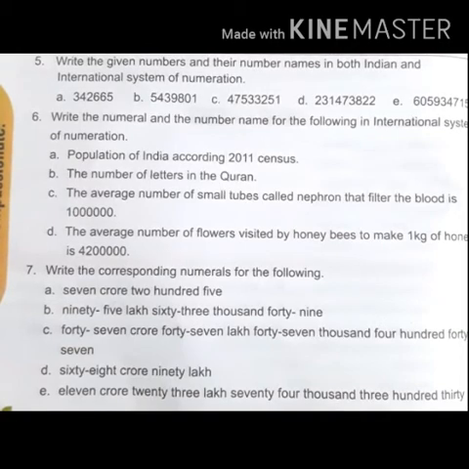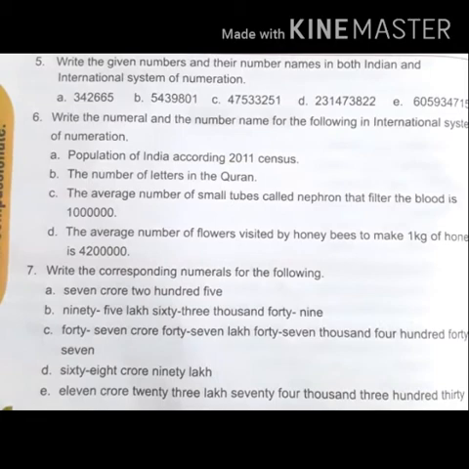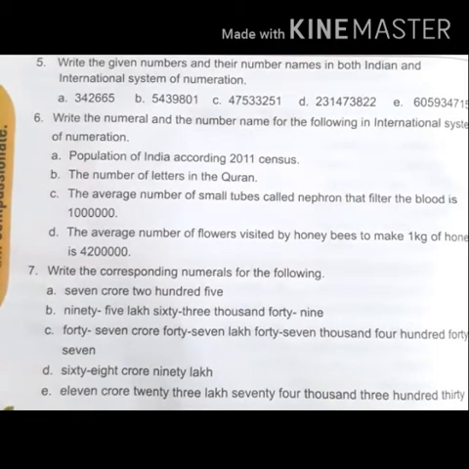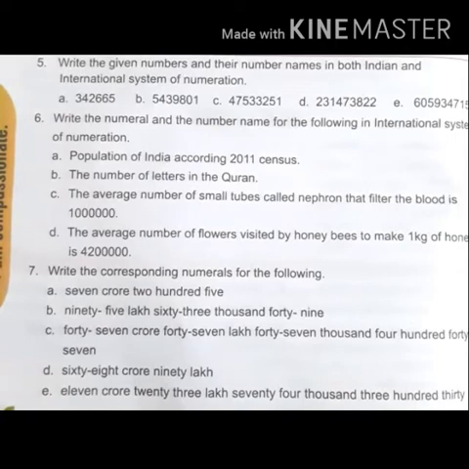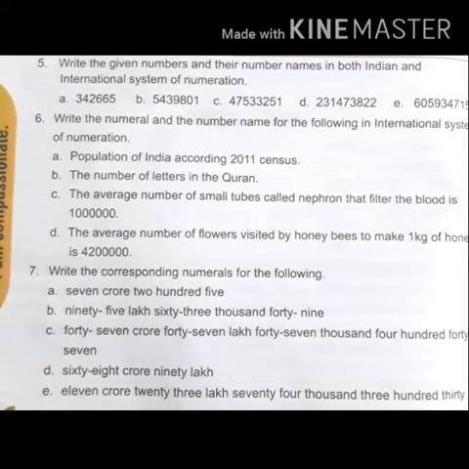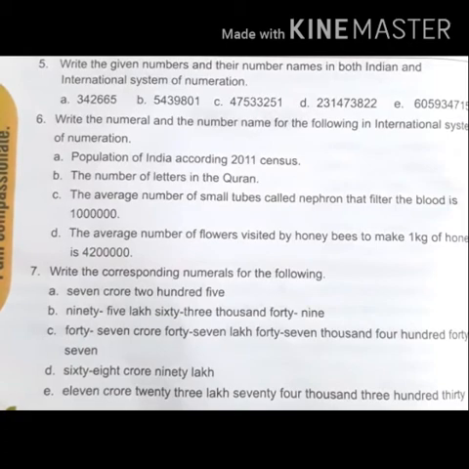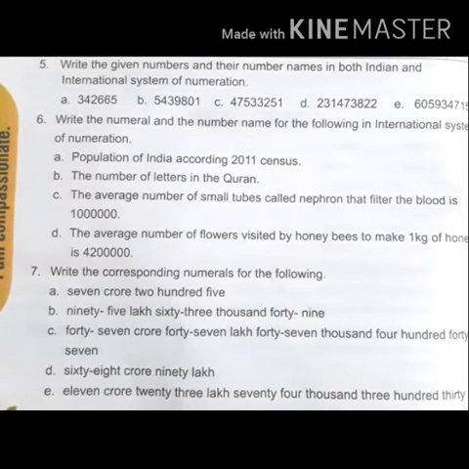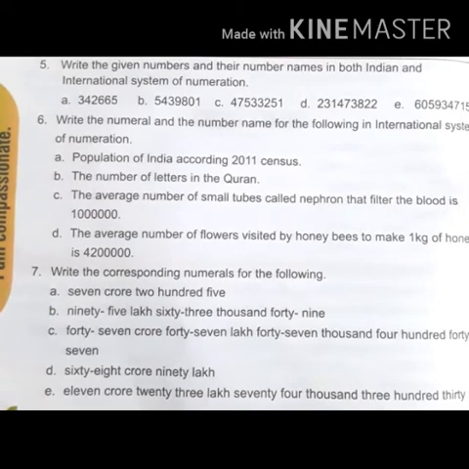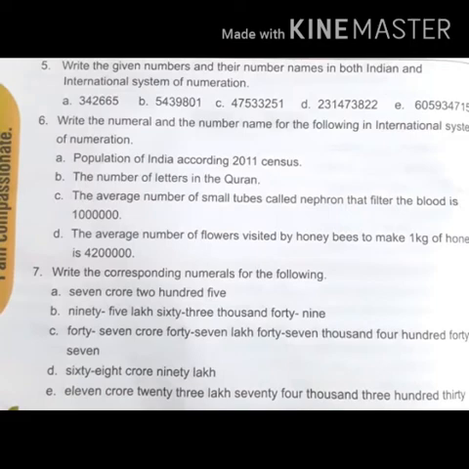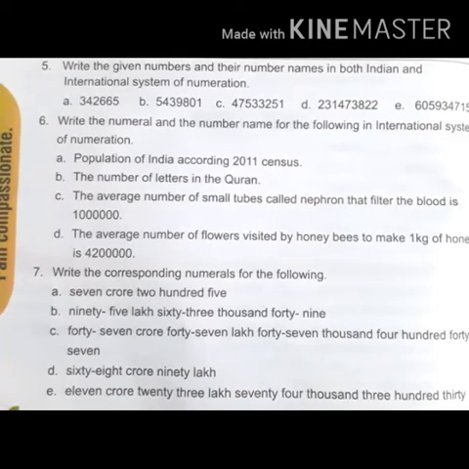Next, sixth question. Write the numeral and number name for the following in international system of numeration. I think you should skip. This is not needed. This you can skip. Now, seventh question. Write the corresponding numerals for the following. Number name has been given. You have to write the numeral. Clear? You should make sure you put commas. Fine.